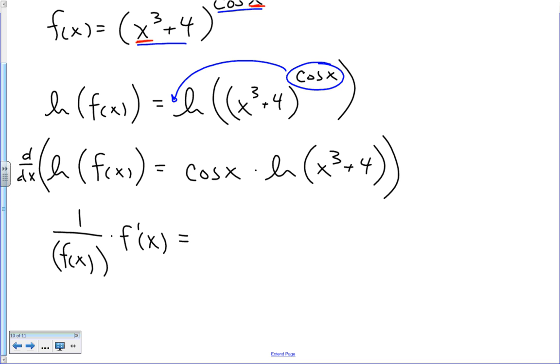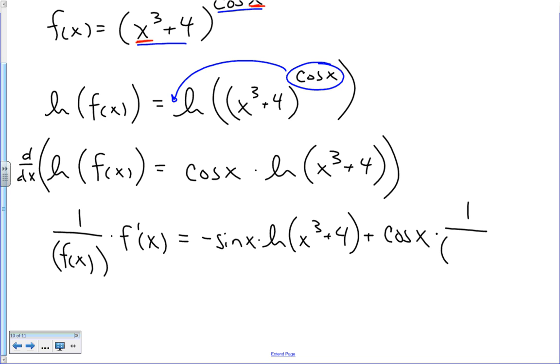On the right side of this, we've got a product, so follow product rule. So the derivative of the first function, derivative of cosine, is a negative sine times the second function, natural log of x cubed plus 4. And then we add to that the first function, that's the cosine of x, times the derivative of the second function. Now there's a composition again, so follow chain rule as we do this. It's 1 over something, and then chain rule says you substitute in the inside function, x cubed plus 4. And then multiply by the derivative of the inside, which is going to be 3x squared.